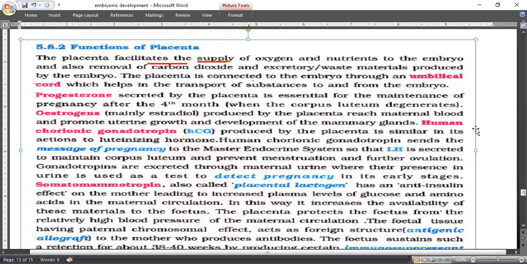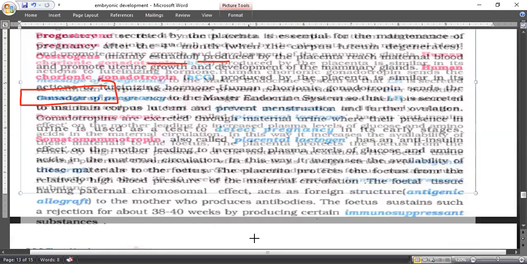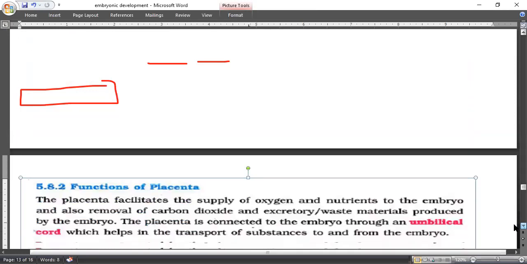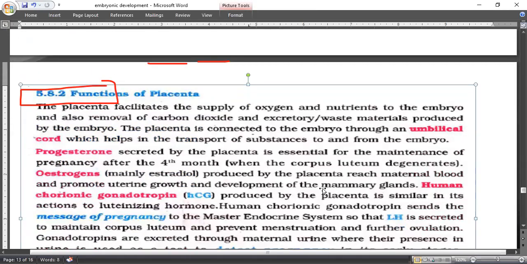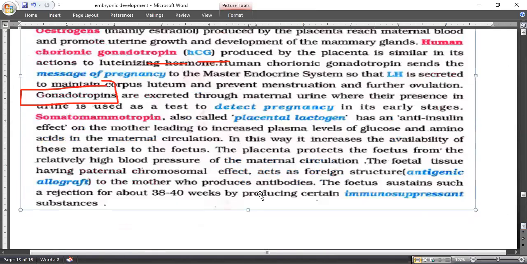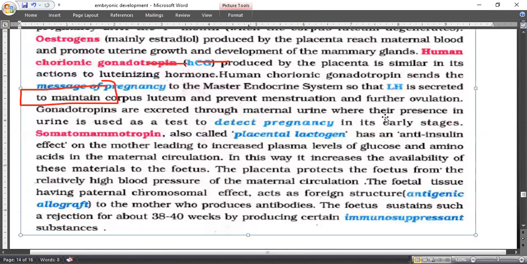Now we need to focus on the hormones. Progesterone, secreted here. It is a little blurred, so for your comfort I am enlarging this area. Yes. The functions of the placenta. Give me some time so that I can make it clear to you.